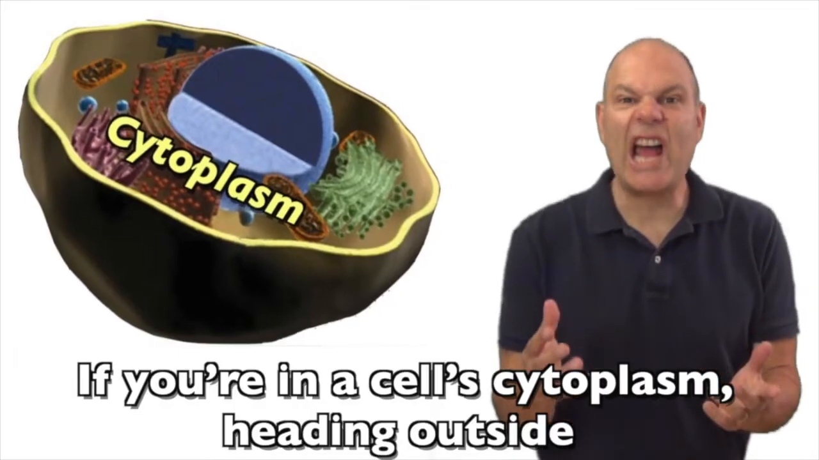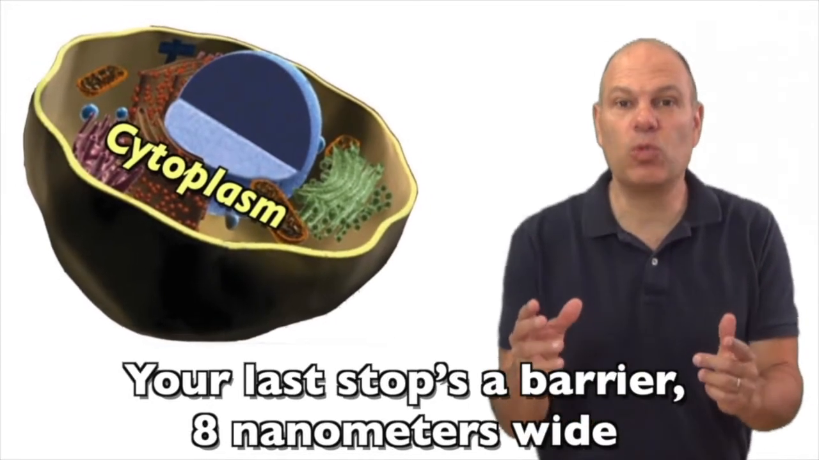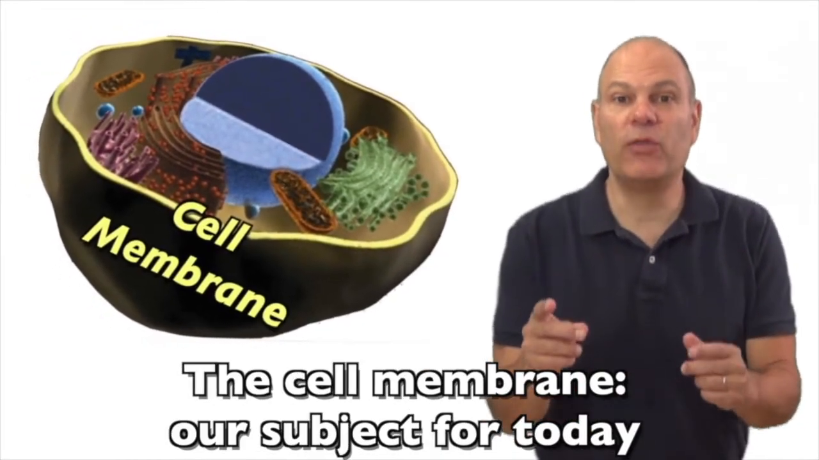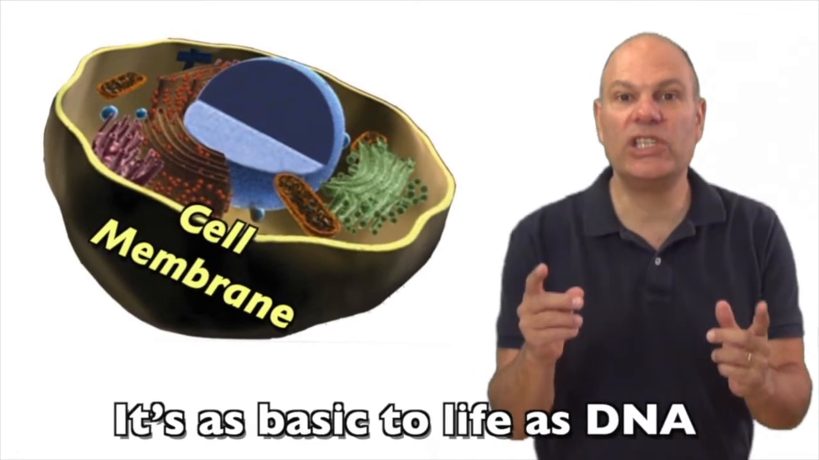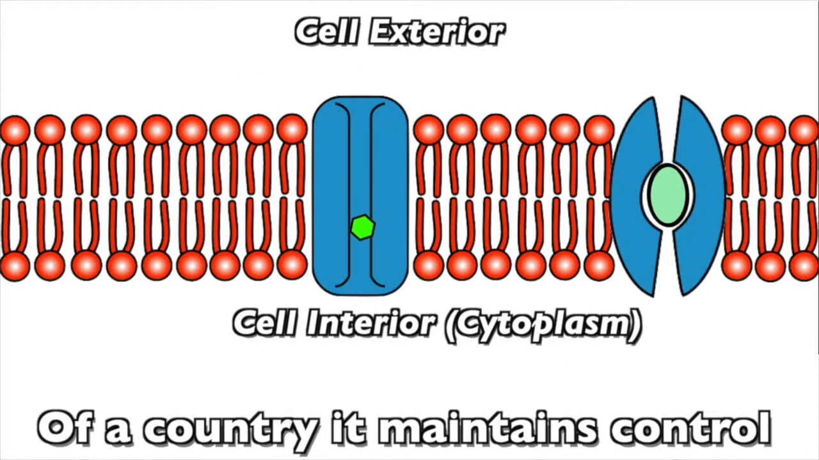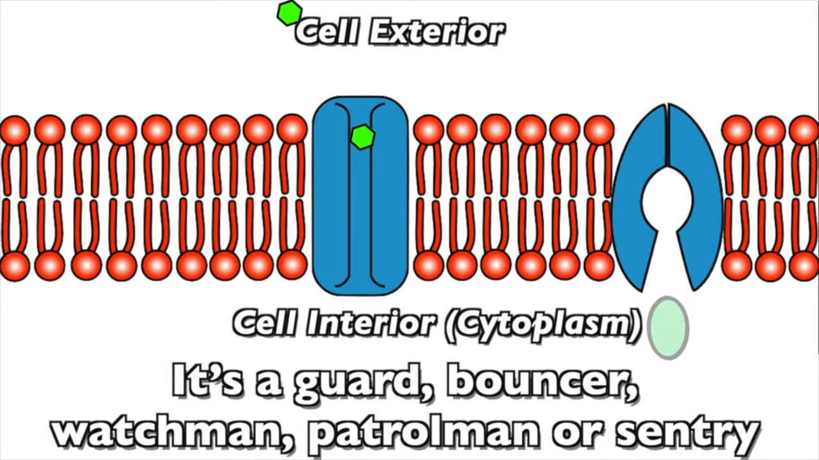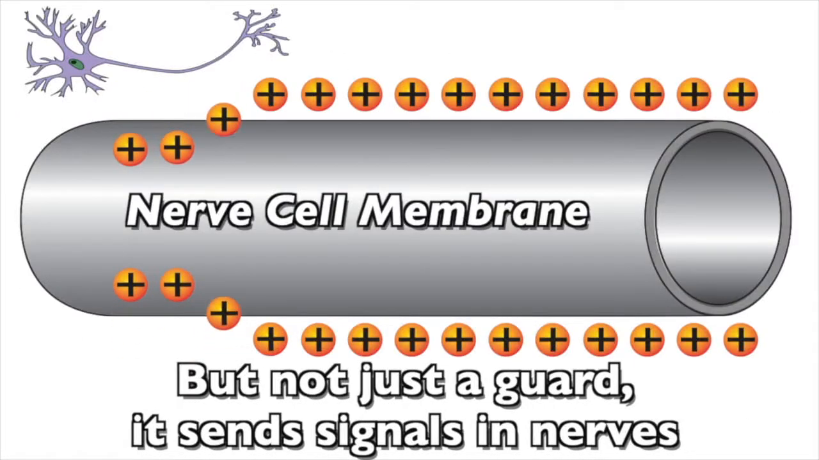If you're in a cell cytoplasm heading outside, your last stop's a barrier 8 nanometers wide. The cell membrane, our subject for today, it's as basic to life as DNA. It's selectively permeable like a border patrol of a country. It maintains control, selecting what leaves or what gains entry. It's a guard, bouncer, watchman, patrolman, or sentry, but not just a guard.